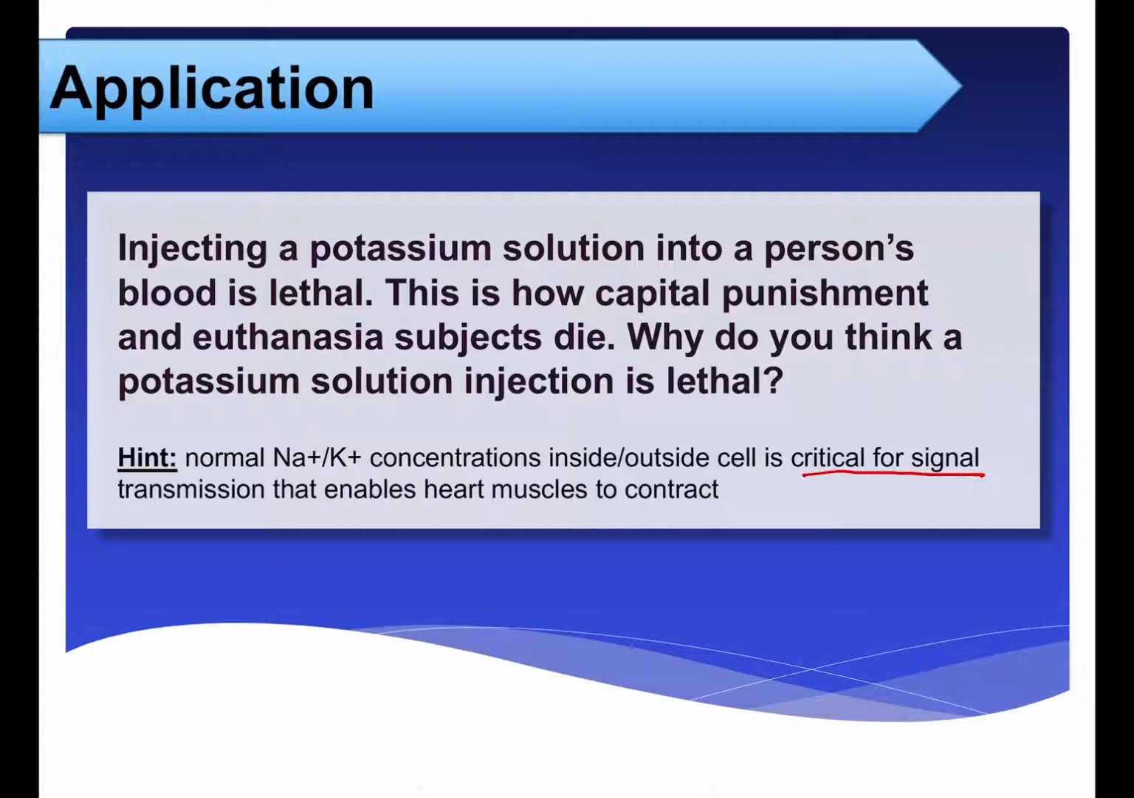So when you flood the cells with potassium, it actually messes up that whole electrochemical gradient we were talking about earlier, and hence it messes up the normal function of a muscle fiber and neuron that's supposed to stimulate movement of muscles, even those of your cardiac muscles, those muscles in your heart. And hence this is why potassium injection is lethal.